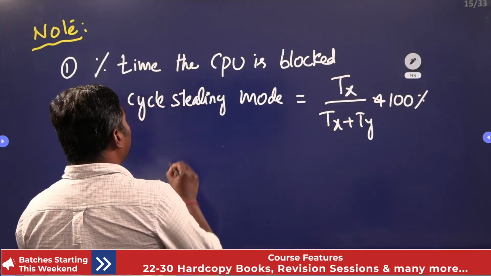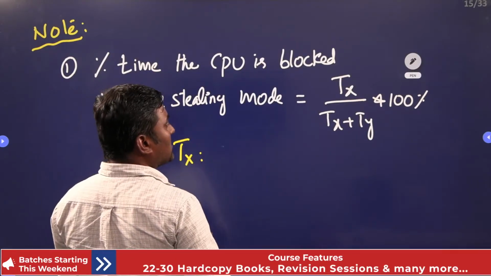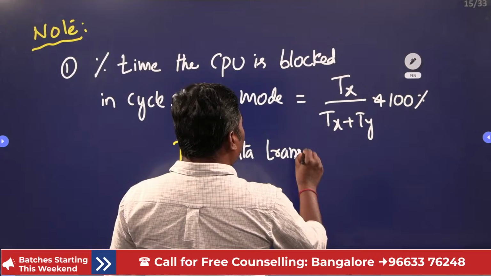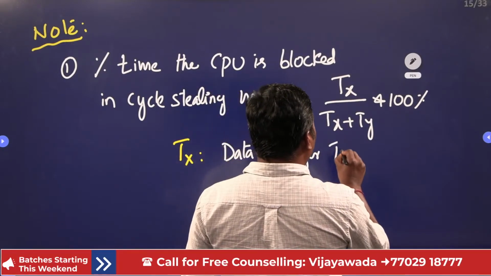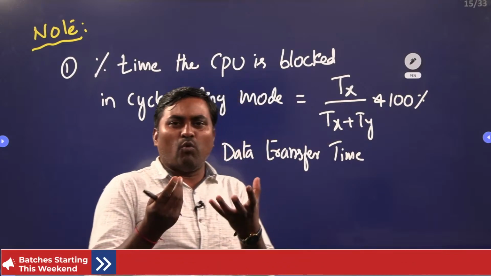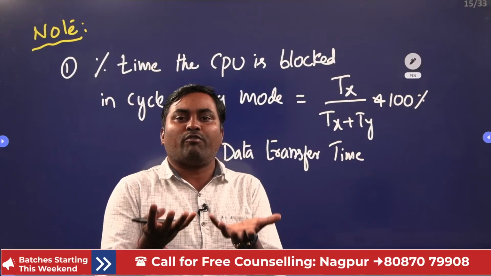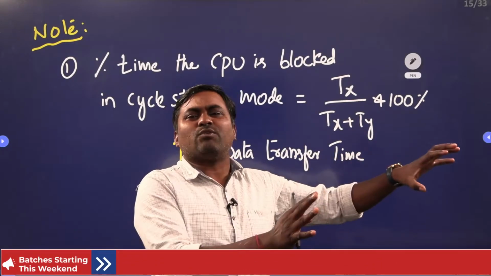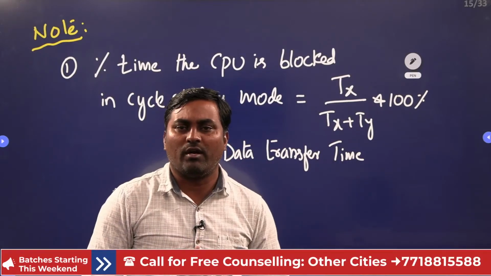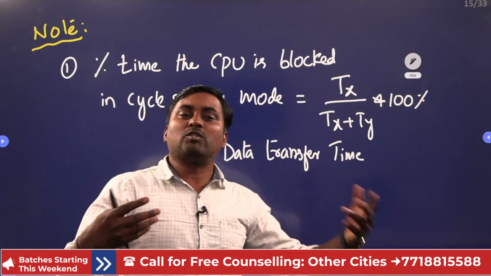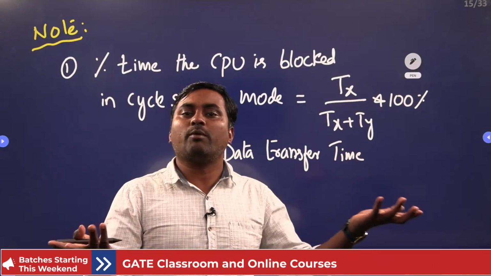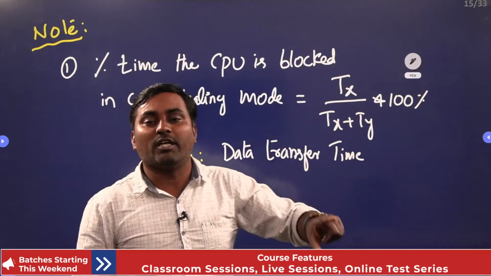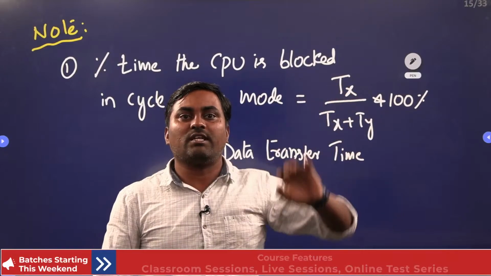Now what would be the Tx here? Observe, Tx is the data transfer time. Data transfer time means whenever the word or data is available from the disk, you have to place it on the data bus and transfer it. During this transfer time, the system bus is busy with the DMA controller, so the processor is not able to utilize it. The CPU is sitting idle. So I want to know how much percentage the CPU is getting blocked due to DMA transfer in case of cycle stealing mode.